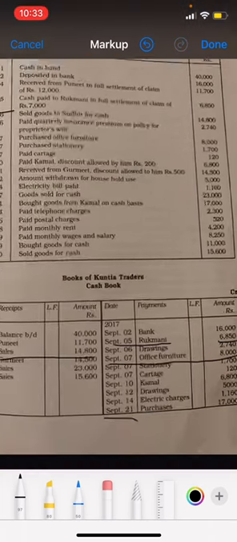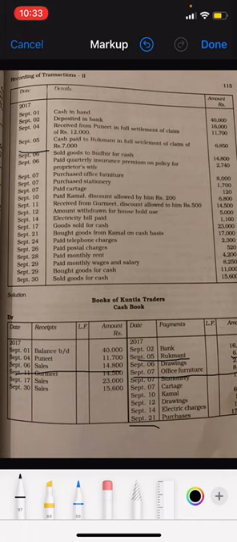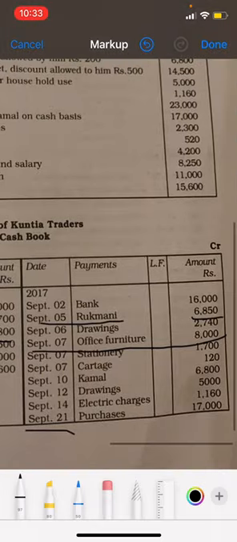Okay, next, paid cartage. So cartage is an expense. Expenses are always debited. So journal entry will be cartage account debited to cash account. So cash account is credited. So on the credit side of your cash account, cartage account 120 rupees.